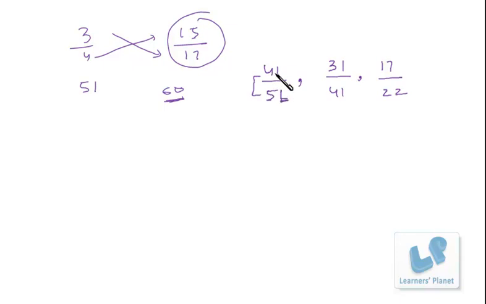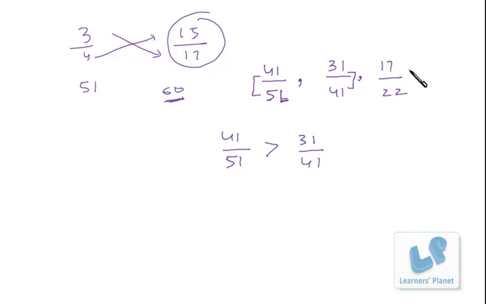See, here the difference between denominator and numerator is 10. Here the difference is 10, right? So if the difference between numerator and denominator is the same, that means the fraction which has the higher numerator will be higher. So from these two, this will be higher. 41 by 51 will be greater than 31 by 41, right?